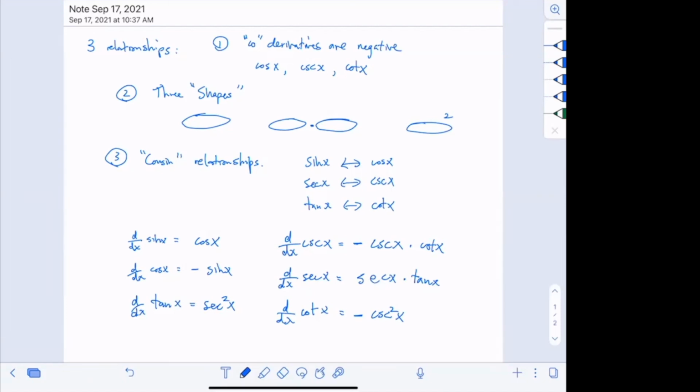These are the basic trig derivatives that I need you to know. Does anyone have any questions about this?